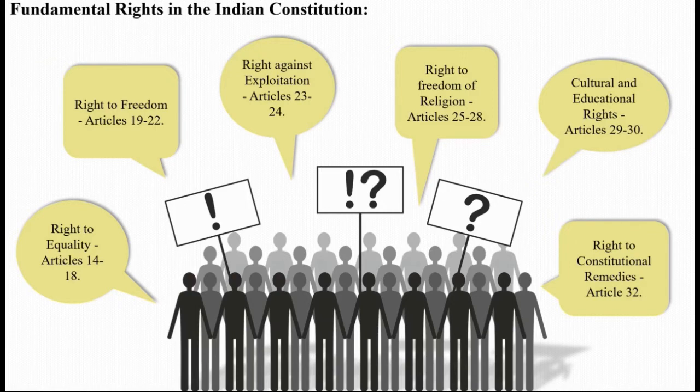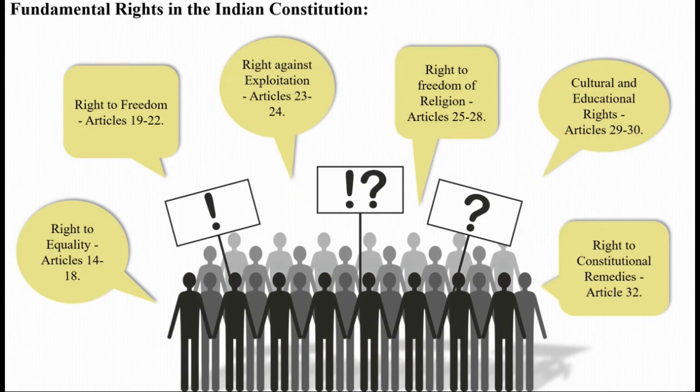Article 20 provides that no person will be charged of any offence except for violation of a law in force at the time of the commission of an act charged as an offence, nor subjected to punishment greater than that prescribed by the law for the offence. No person will be prosecuted and punished for the offence more than once. No person accused of any offence will be compelled to be a witness against himself.